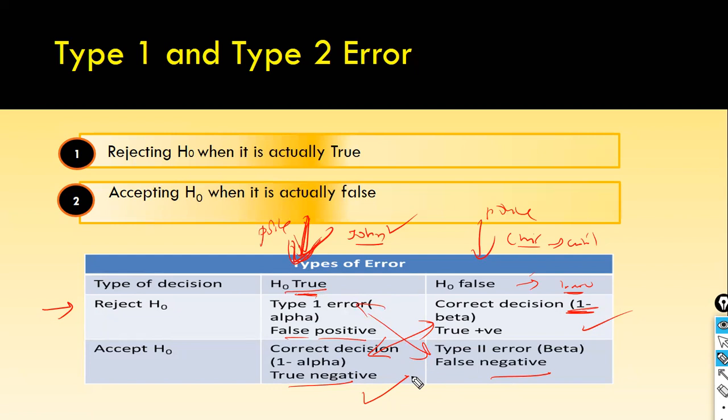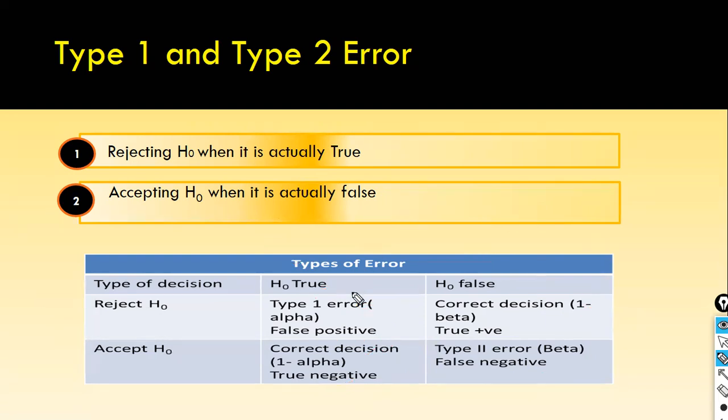Type 1 error: I lost a good person, right? Even take your friend, I lost a good person. Type 2 error is, I mistakenly chose a wrong person in my life. This is a shortcut way of remembering it, okay?